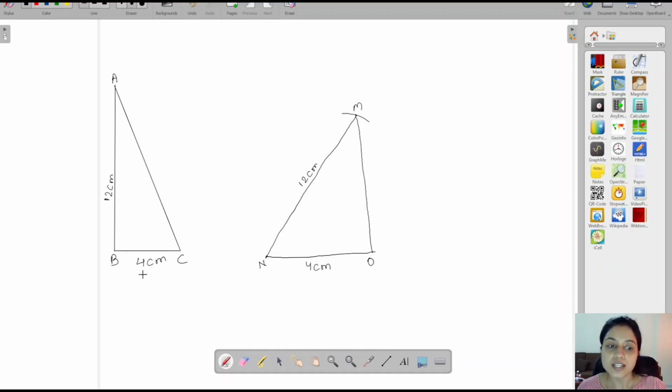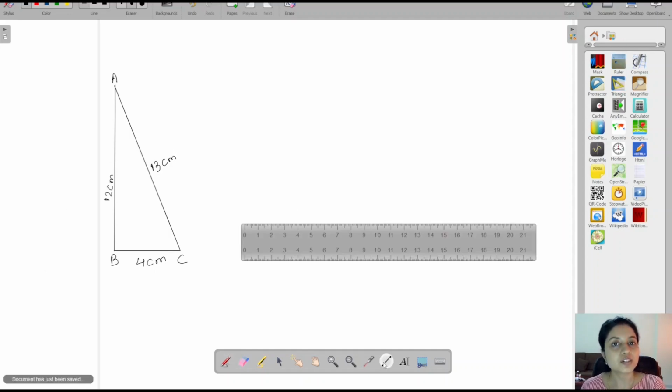Now let's say we know all three sides of ABC. One side is 4 cm, another side is 12 cm, and the third side, that means AC, is also given as 13 cm. Let's see whether we can draw a triangle which will be congruent to triangle ABC or not. So let's draw the base of the triangle. We can draw the base of any length given, that means 4 cm, 12 cm or 13 cm. So let's draw a base of 4 cm only.